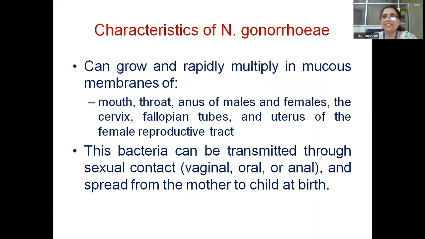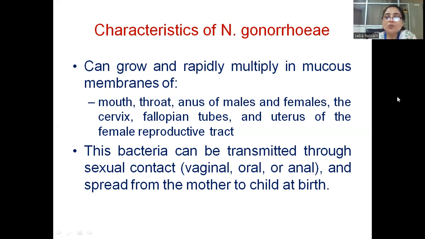There are certain characteristics of Neisseria gonorrhea which we should know before discussing the morphology and other characteristics. So what are the important things that we should know before beginning the morphology? It can grow and rapidly multiply in the mucous membranes of humans, such as the mouth, throat, anus of males and females, and the cervix, fallopian tubes, and uterus of the female reproductive tract. So these are the places where it can grow and multiply rapidly.